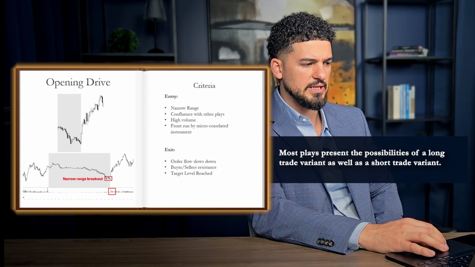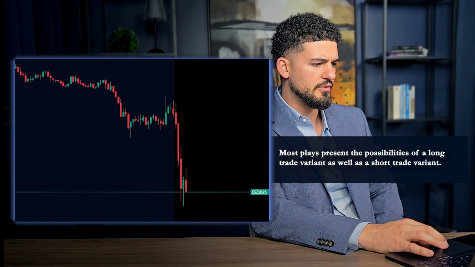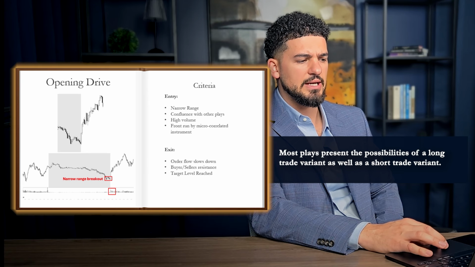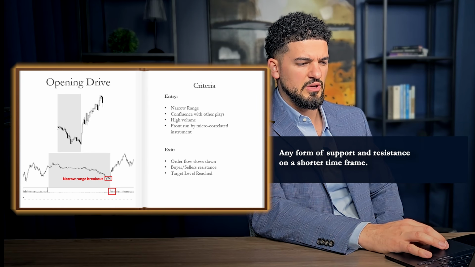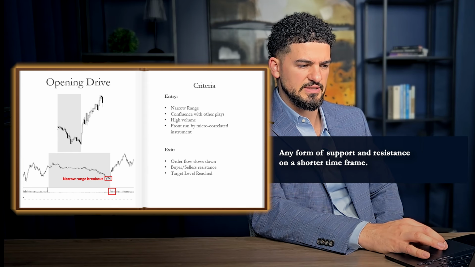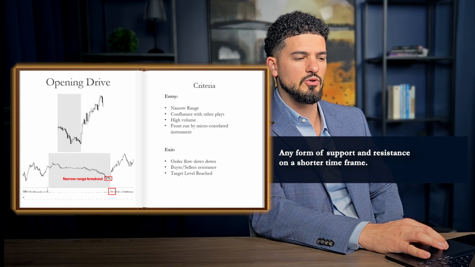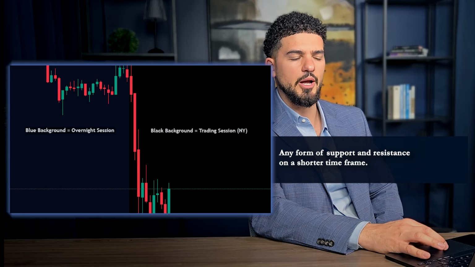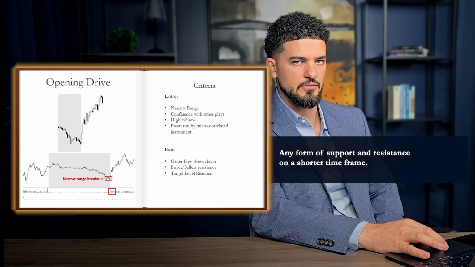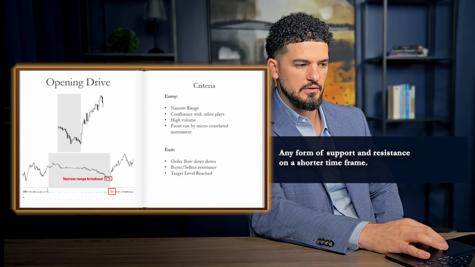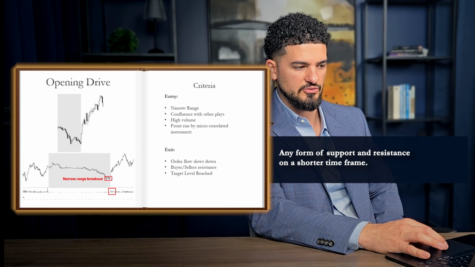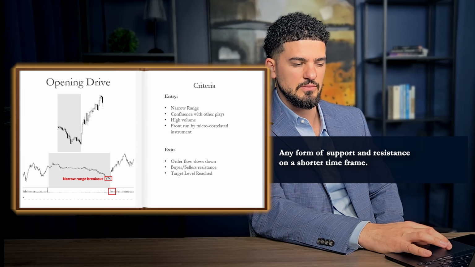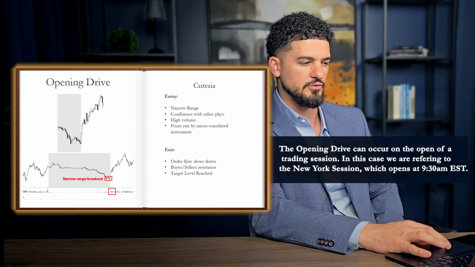So if we look at the first play here, we have the opening drive. And what are we looking at in terms of entry criteria? So we're looking at a nearby overnight high or low. So we're looking at some kind of range or some kind of support and resistance and some kind of level that we're looking to break on the open. And that's usually the type of opening drive that we like to have and use. But there's many different ways of defining your opening drive. So this is our guidelines on how you use an opening drive.